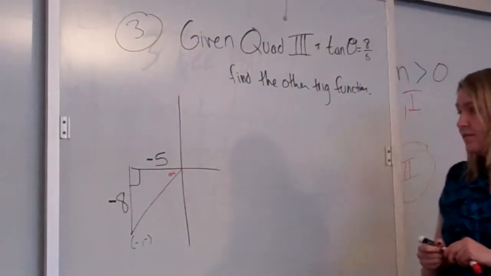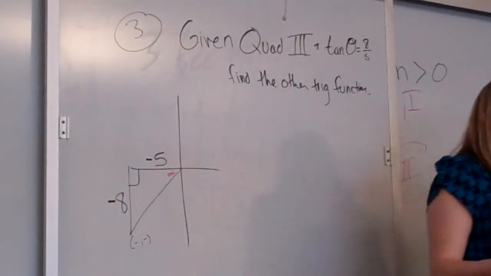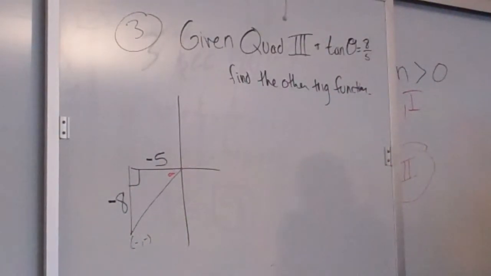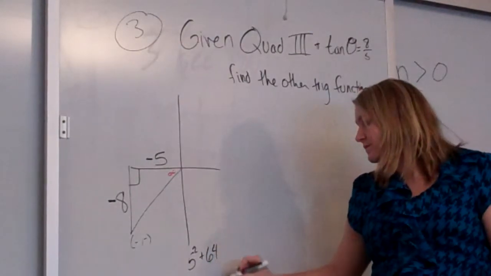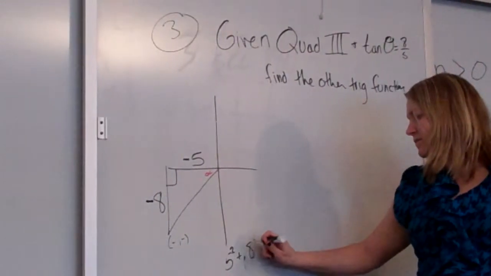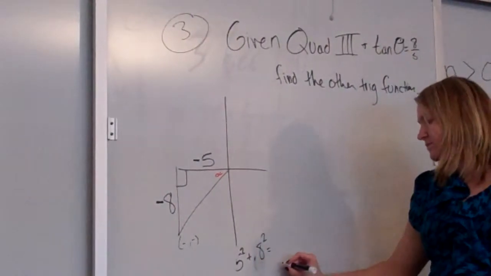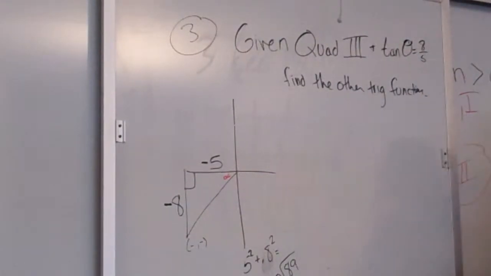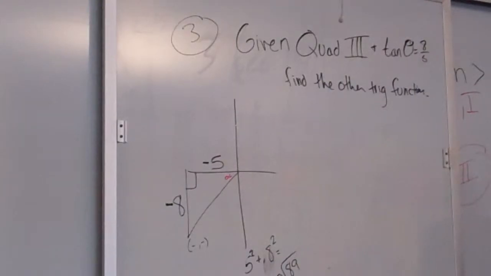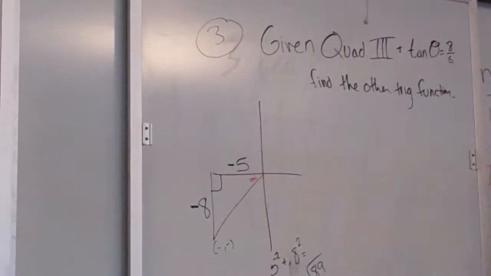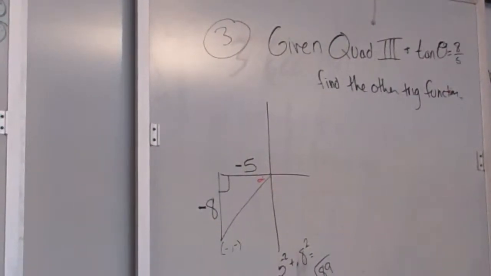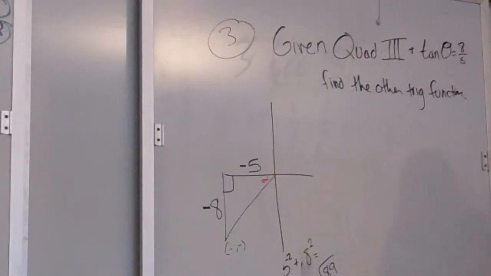Well, what's the hypotenuse? You gotta find that. So what do we get? Root of 89. Is it 89? Yes. Okay. Does it simplify? It doesn't. Square root of 89.